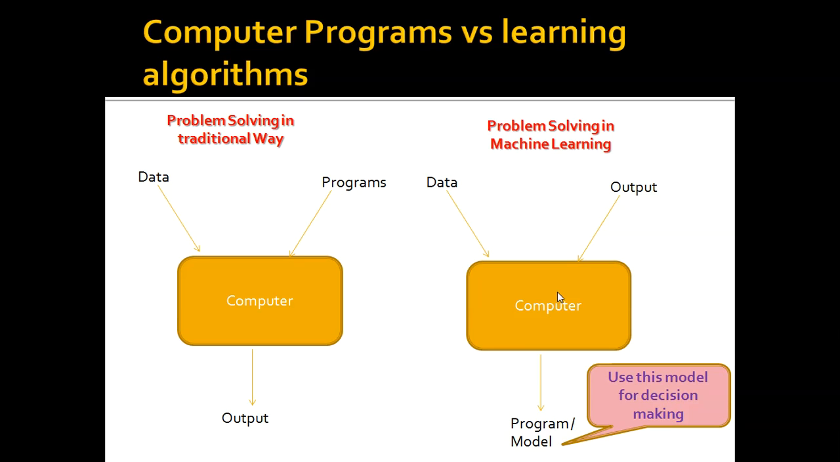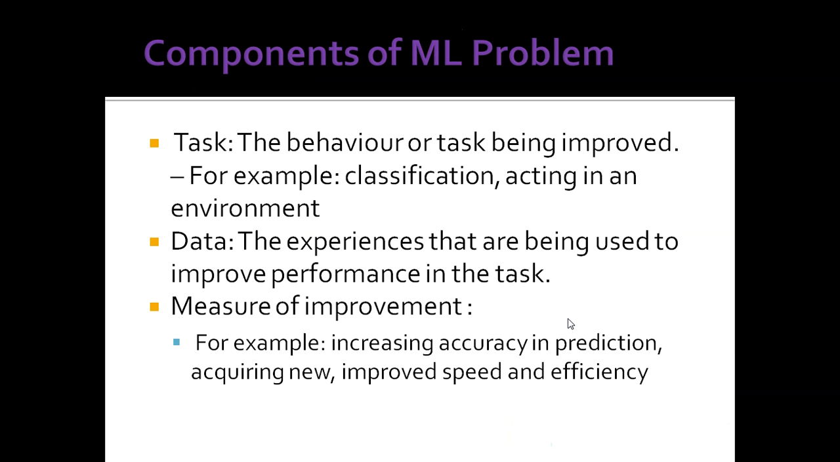Okay, the same is happening here. In machine learning, we are sending the data, we are sending the output, the computer is understanding that, and then it is giving you a model or a program as an output. And then in our system we are using this model for decision making. So this is the basic difference between the traditional computer programs and current artificial intelligence based machine learning programs. Okay, I think you understood this. Then, as we have discussed in definitions or in the previous image, we have different components of machine learning programs.